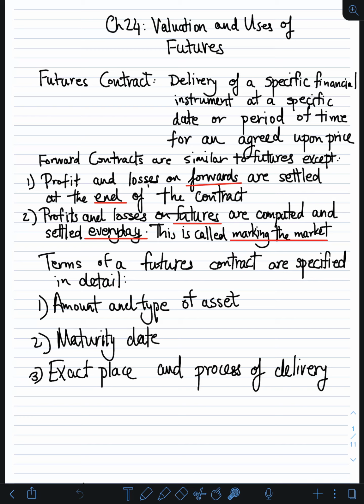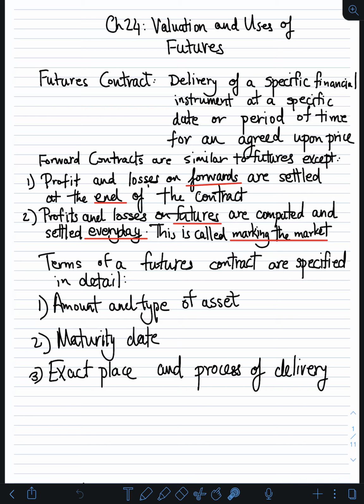Everything else, they both call for a specific instrument, specific date, specific time, with a specific price, but forwards only look at the profits and losses at the maturity date, versus futures, where the profits and losses are done on a day-to-day basis. Within a futures contract, when I say futures, I'm also talking about forwards. Almost everything is going on in a similar fashion.